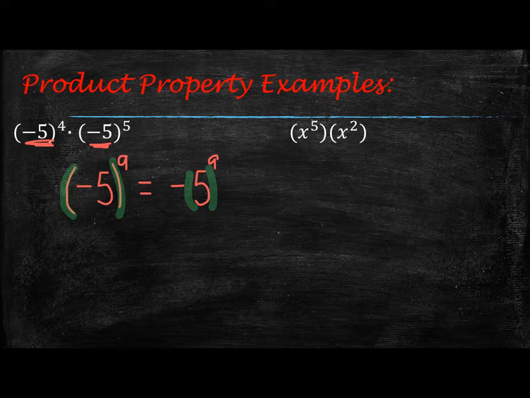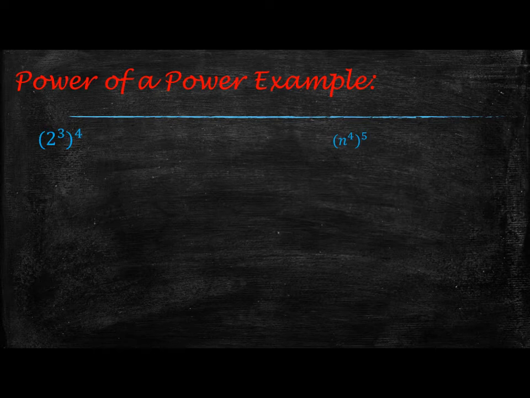Here we have x to the 5th times x squared. So again, our bases are the same. So you would just add those exponents. So x to the 7th. Power of a power. So just remember, power of a power you multiply. So you would keep your base of 2, and I would multiply the 3 times 4. So that would be 2 to the 12th power.